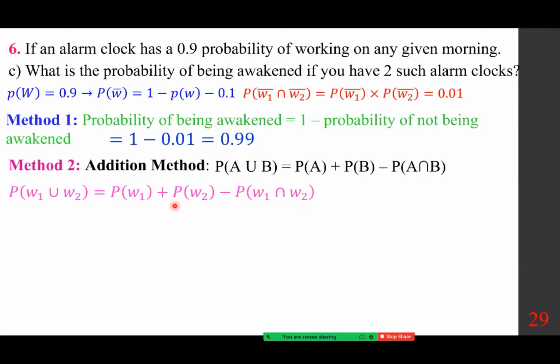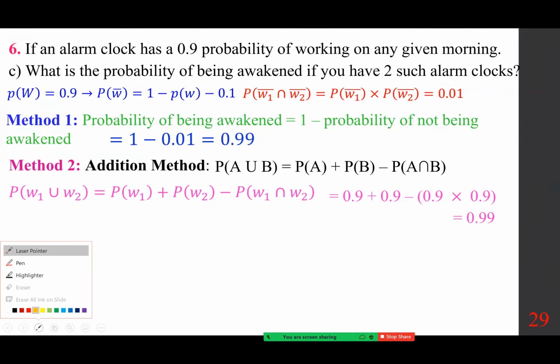Each one has a probability of 0.9. So this is 0.9, this is 0.9. And their intersection, we just multiply. We've already done that for not working. For working, we do the same thing, 0.9 times 0.9. So this is 0.9 plus 0.9, minus 0.9 times 0.9. And we get to the same answer. 0.9 and 0.9 is 1.8. This is 0.81, by the way. So 1.8 minus 0.81, and we get the same answer.